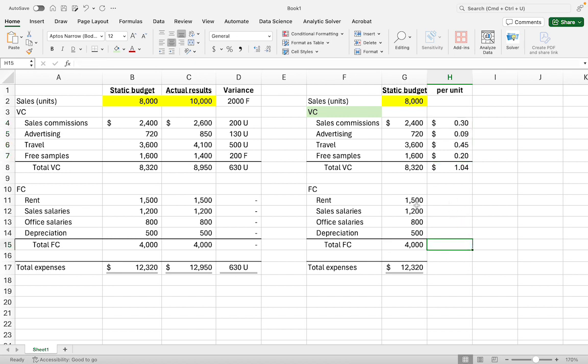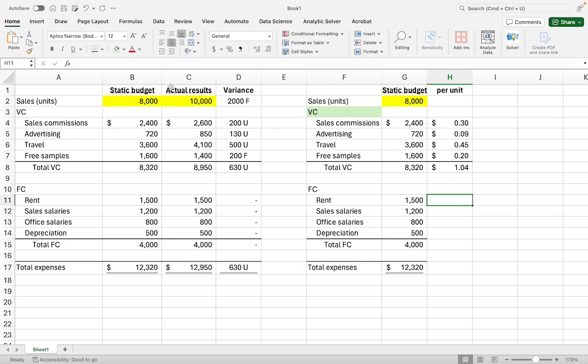Now notice I'm not going to do the per unit calculation for fixed cost. The reason is because fixed costs don't change when the activity level changes. By definition, fixed costs are fixed. They don't change in total. Just because I sold 10,000 units instead of 8,000 units, that's not going to cause the fixed cost to change. Changes in volume do not cause fixed cost changes by definition. So I am not going to compute per unit data for the fixed cost.